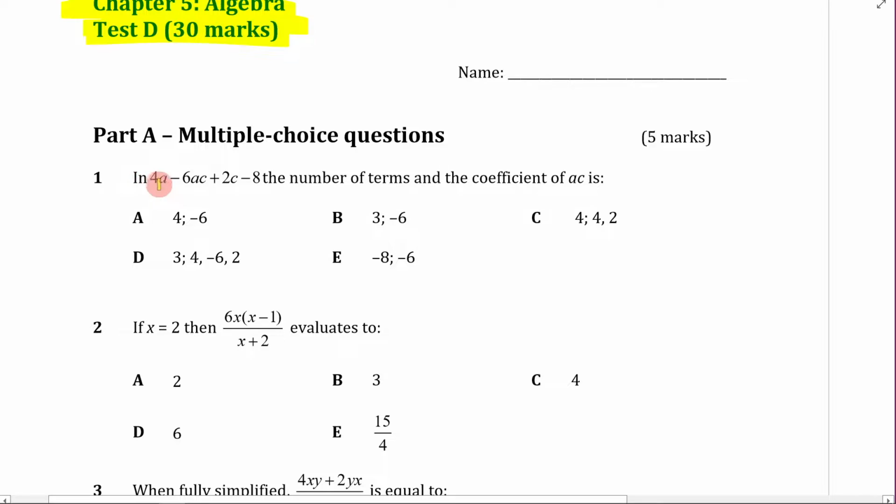Okay, it says, in this right here, the number of terms and the coefficient of AC is. So we're after two things here: the number of terms and the coefficient of AC. How many terms do I have? Well, I have 1, 2, 3, 4 terms here. That immediately means I can get rid of B, E, and D. Now, what's the coefficient of AC? Here's AC, and as you can see, it's -6. So the coefficient is -6 because the number in front of AC is -6. That means my answer is A, 4 terms, and the coefficient is -6.